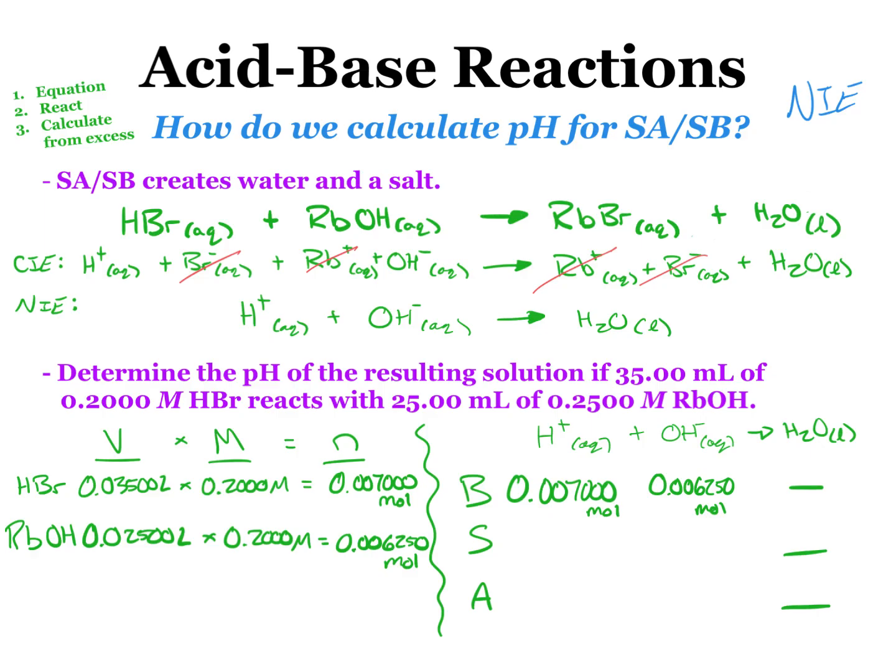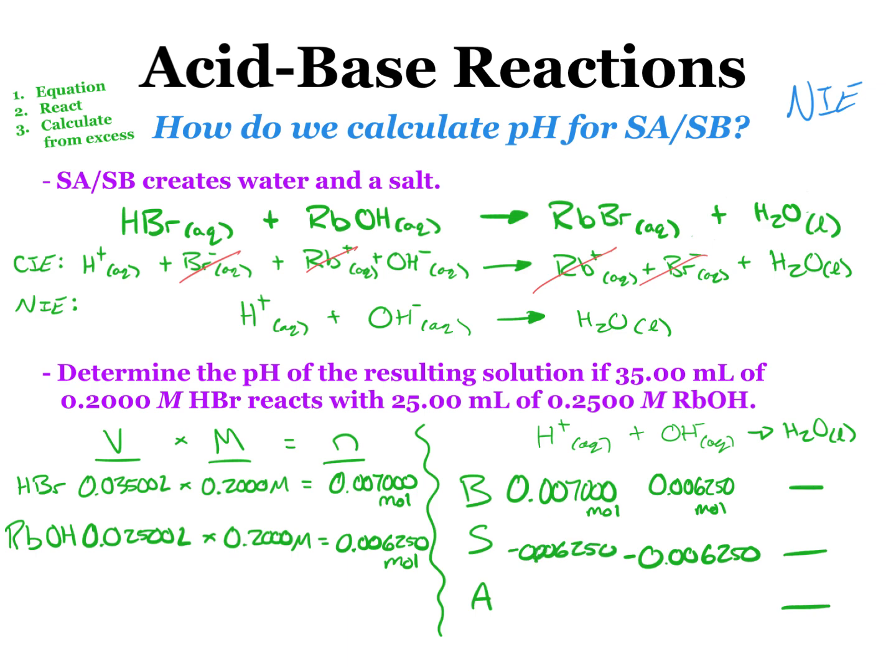We're going to subtract by the smallest amount, because anytime a strong acid or a strong base is involved, the reaction goes to completion. All right, it goes fully to the right-hand side. And so we're going to react and use up the smallest amount here.